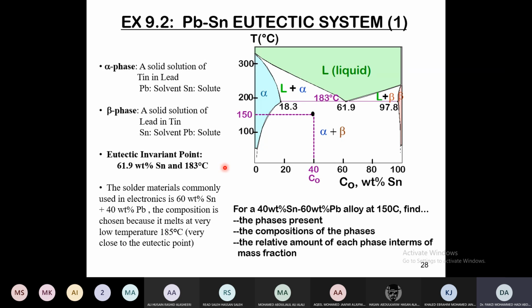One application of this phase diagram is solder materials. Solder materials are materials which you commonly use in order to weld electronic circuits together. For example, you have whatever circuit, a resistor, a capacitor, a diode, whatever you want to connect in the motherboard, you normally use solder in order to weld the circuit parts together. So in this solder material, lead is used.